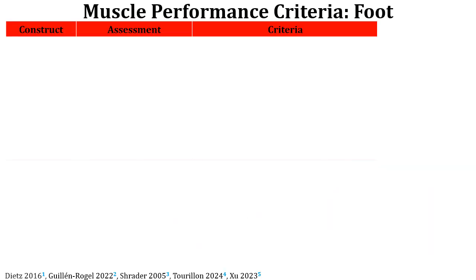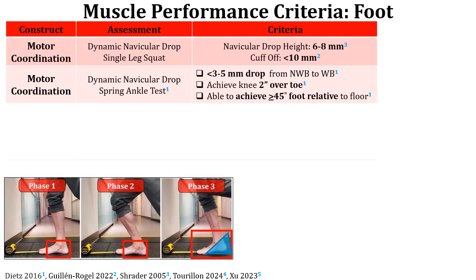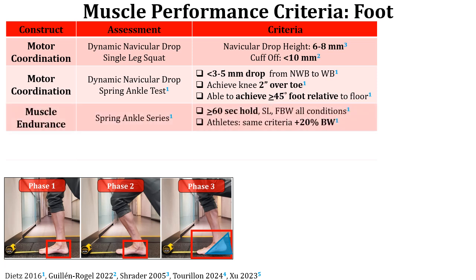Okay, so let's talk about the summary of some of the muscle performance tests for the foot. We're looking for motor coordination, so a dynamic navicular drop single leg squat assessment. Your navicular drop height typically ranges between 6 and 8. Cal Dietz with the dynamic navicular spring ankle test would suggest less than 3 to 5 millimeters for good foot intrinsic and arch support. From non-weight bearing to weight bearing, the ability to achieve 2 inches over the toe and that 45-degree angle.